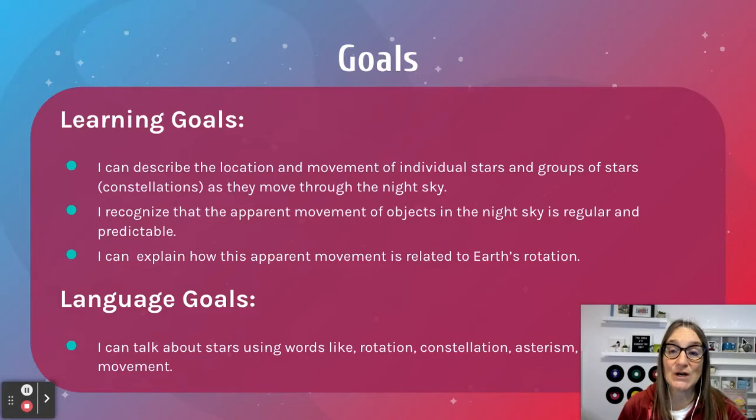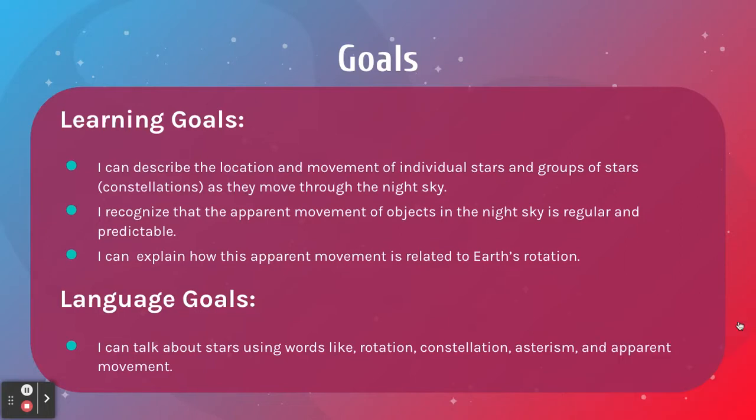Our learning goals are: I can describe the location and movement of individual stars and groups of stars or constellations as they move through the night sky. I recognize that the apparent movements of objects in the night sky is regular and predictable. I can explain how this apparent movement is related to Earth's rotation. And our language goals: I can talk about stars using words like rotation, constellation, asterism, and apparent movement.